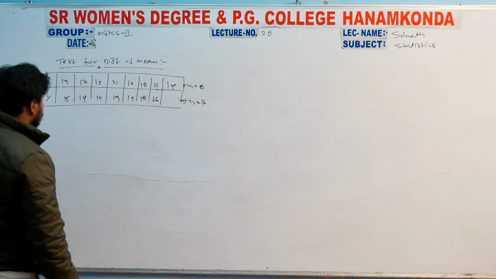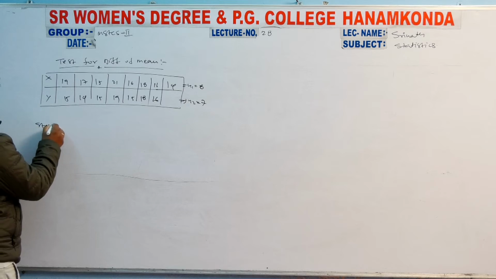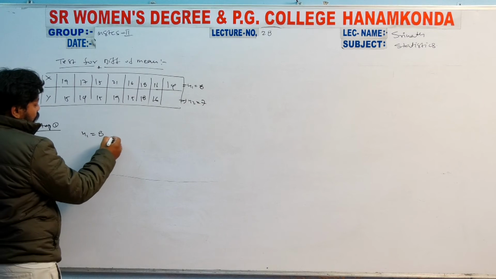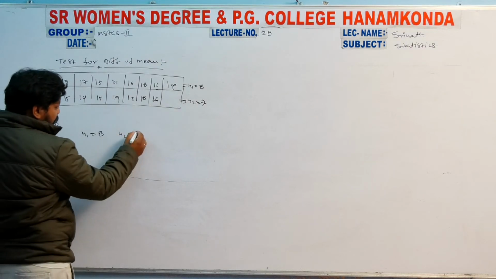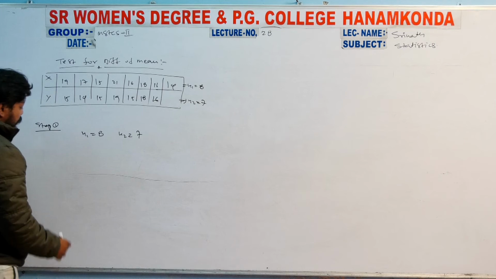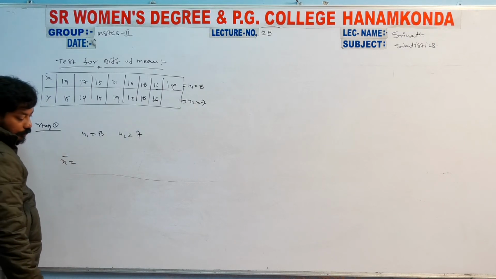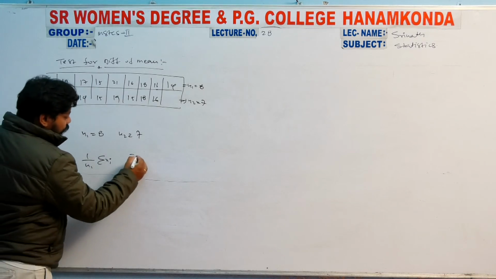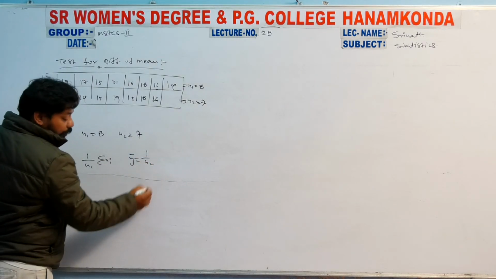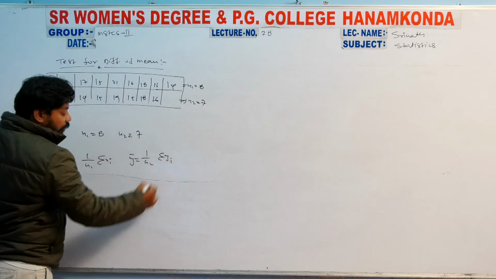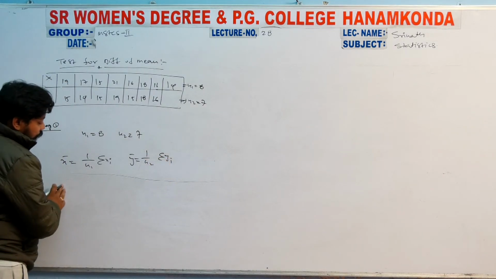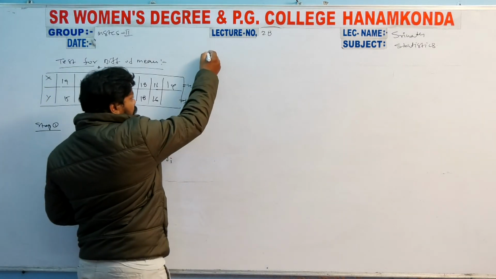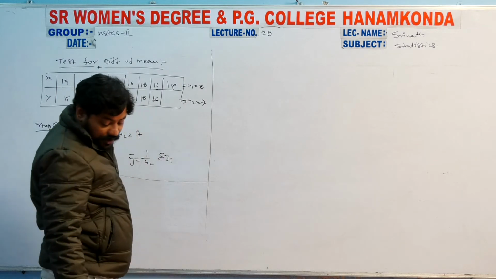And here, step 1: n1 is equal to 8, n2 is equal to 7. So here x bar is equal to 1 by n1 summation xi, y bar is equal to 1 by n2 summation yi. This is the data. Then based on these data we construct the table.